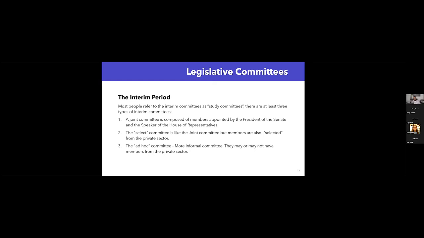They could have appointed members. They can have a member from the private sector or not. It's more just a committee at large, so it's not as stringent for the rules as the joint or the select committee.